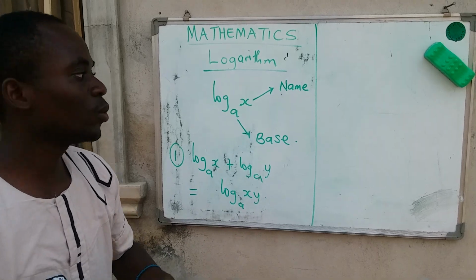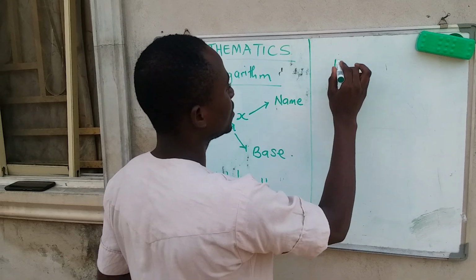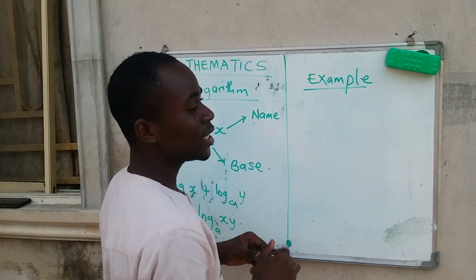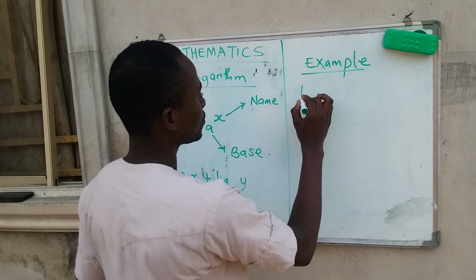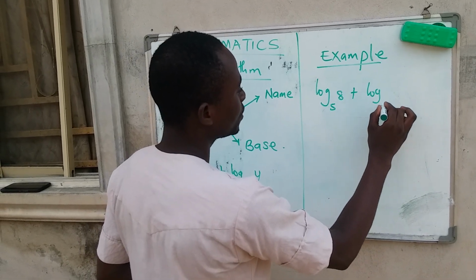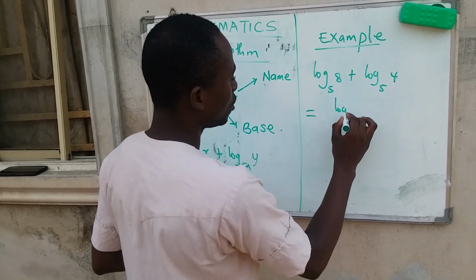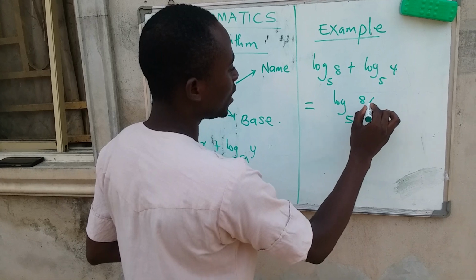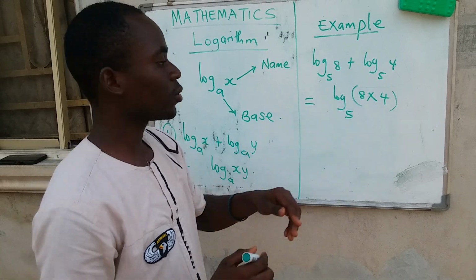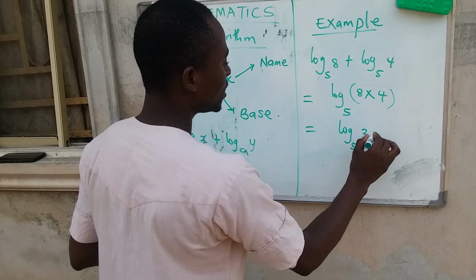Let's take a practical example quickly just to understand this law better. Let's pick base 5 for instance. Logarithm to base 5 of 8 plus logarithm to base 5 of 4 should be simplified as logarithm to base 5 of the product of 8 and 4. That is logarithm to base 5 of 8 times 4, and this will give us logarithm to base 5 of 32.